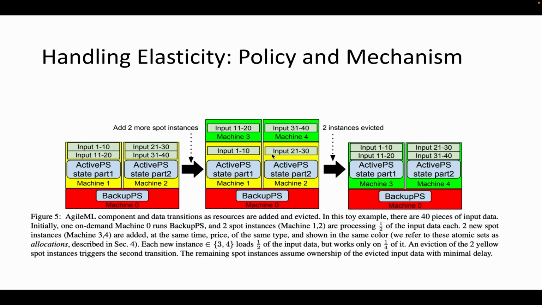Here if we see 1 to 10 and 21 to 30, both are now distributed among machine 3 and machine 4. This is basically a scale down procedure, and it gets executed with minimal delay.